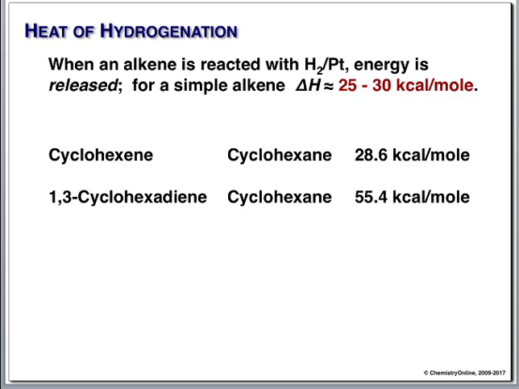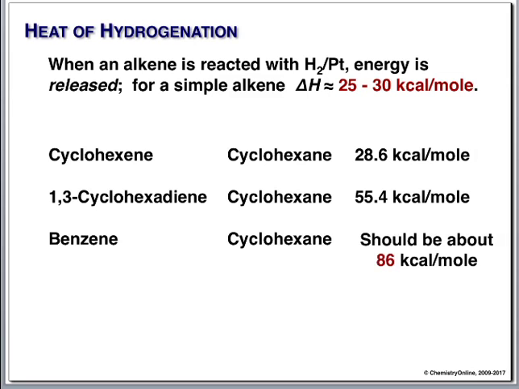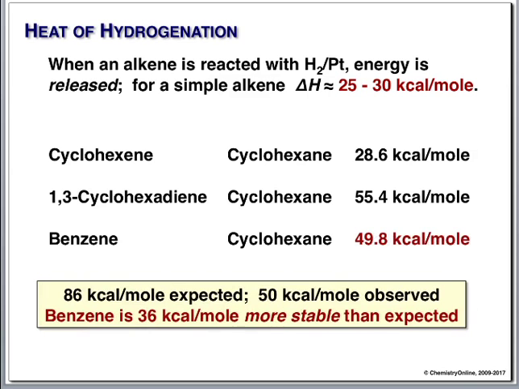You would expect that if benzene had 3 double bonds, going to cyclohexane, it should be about 86. In fact, it's only about 50. So there's 36 kilocalories per mole missing. It's more stable. Now, in the day, this was a great controversy.